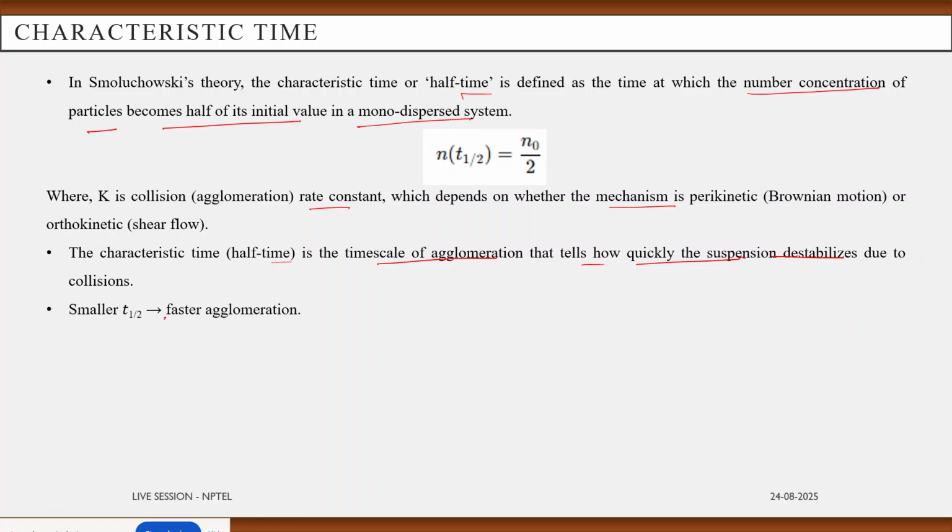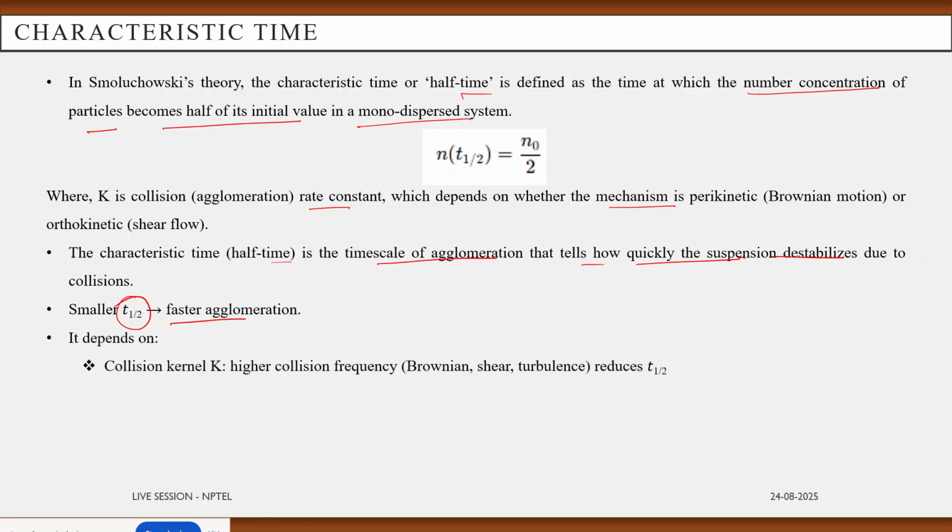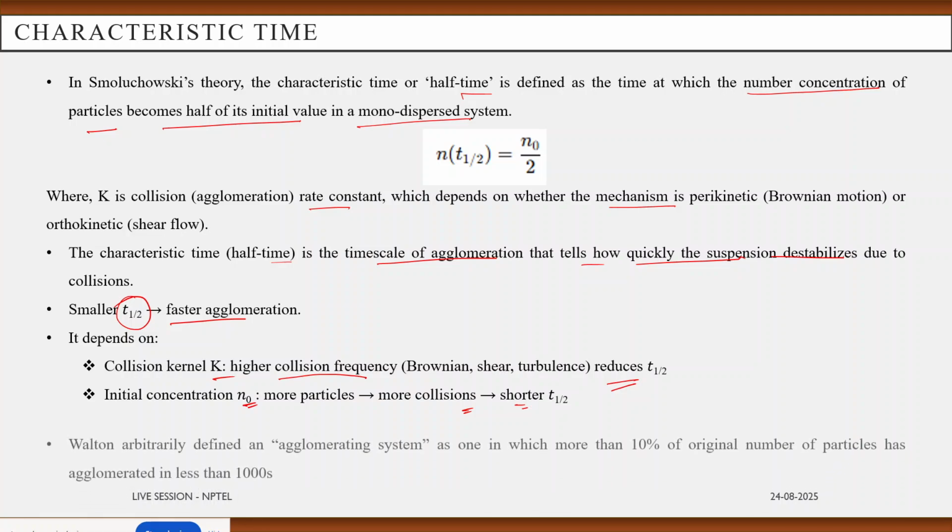So the smaller the value of the half time, the faster will be the agglomeration, and the faster will be the destabilization of that suspension. It also depends on the collision kernel K, where a higher collision frequency will reduce the half time or the characteristic time, and if the initial concentration is higher, then there will be more collisions and again a reduction in the characteristic time.